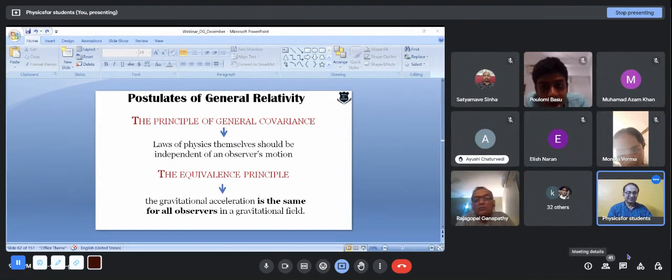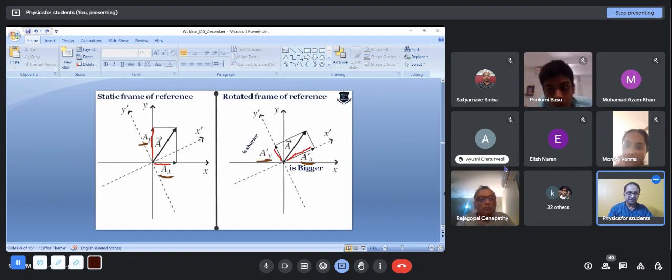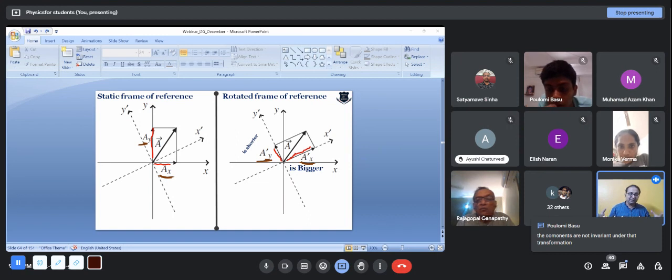Okay, fine. So now you see what is happening when I move from flat to curved space. The vector is the same, a, but the components of the vector change. See, a prime x is a little bit longer, and a prime y is also a little bit longer. Everyone got it? Now here you see I rotate it, so I'm trying to change the frame of reference. Again you see a prime x is a little bit bigger, but a prime y is a little bit shorter.